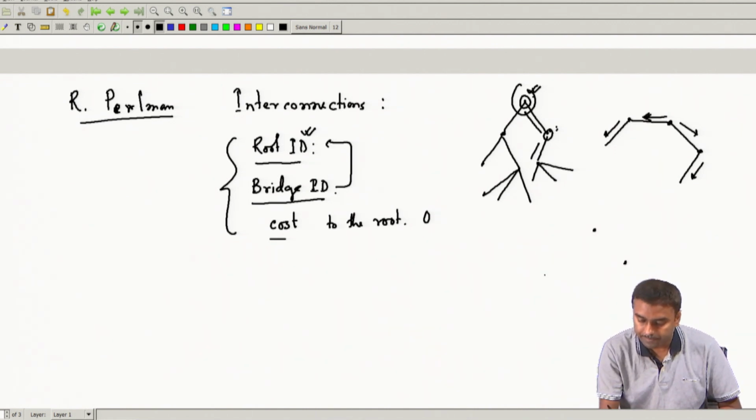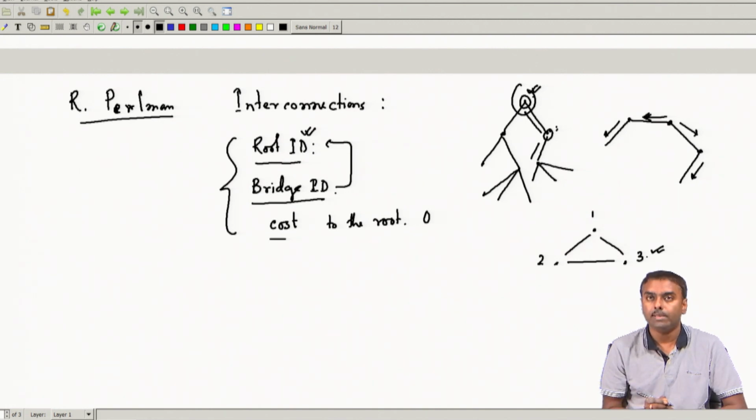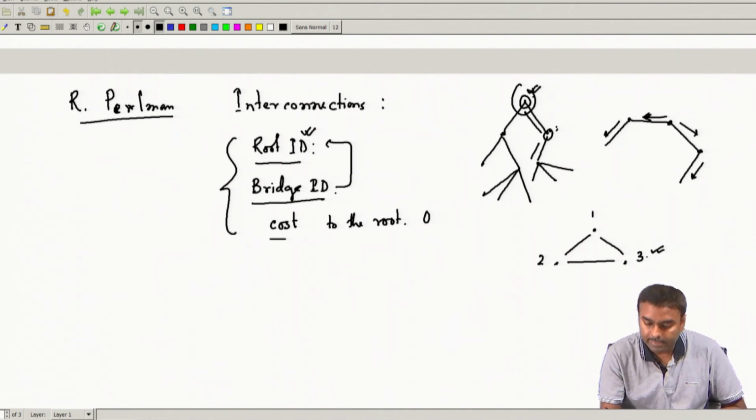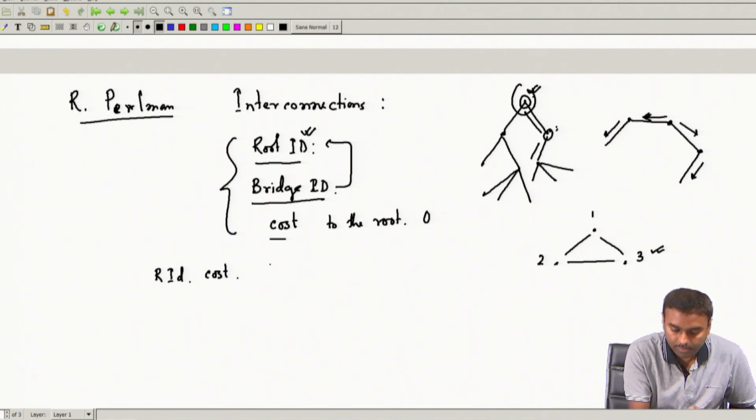Let us say I have this kind of connectivity. This has a root ID 1, this has 2, this has 3. So, what will be the initial message of each? Let us say I put the message in this fashion: root ID dot cost dot bridge ID.